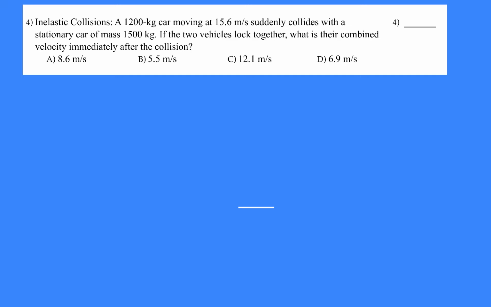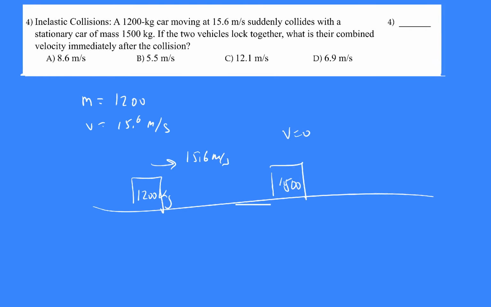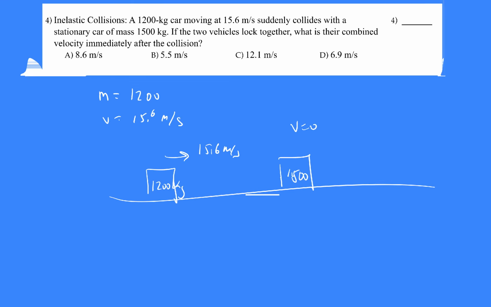Okay, inelastic collision, let's do number 4. I have an object of 1,200 kilograms moving at 15.6 meters per second. It collides with a stationary object of 1,500 kilograms, so its velocity is 0. Perfect. If the vehicles lock together, what is the combined velocity?